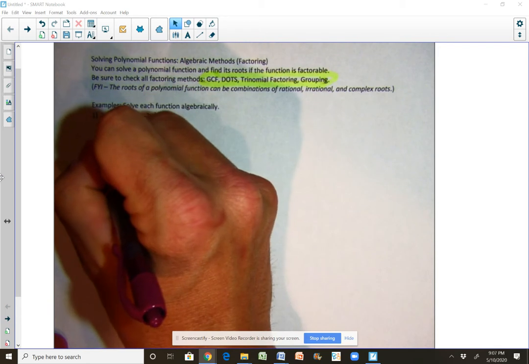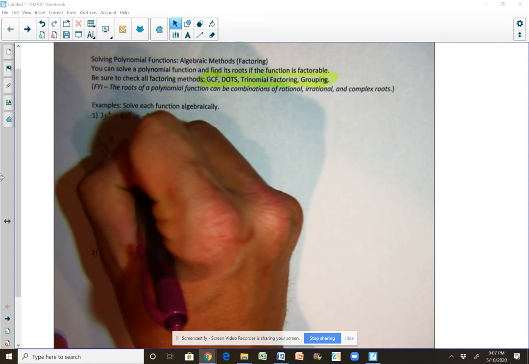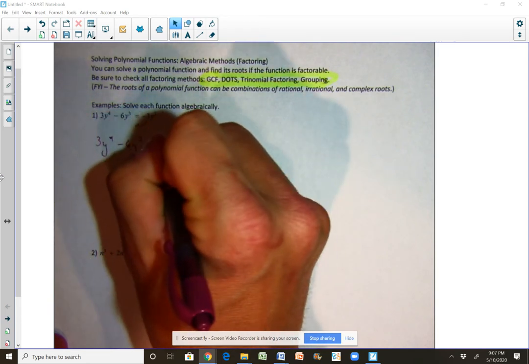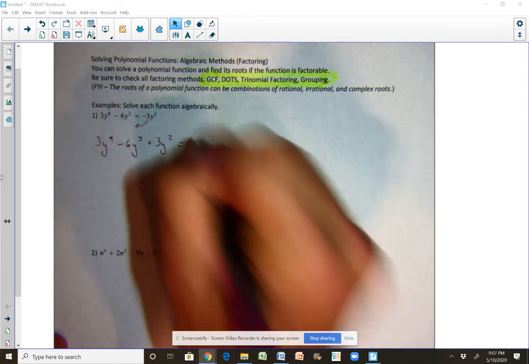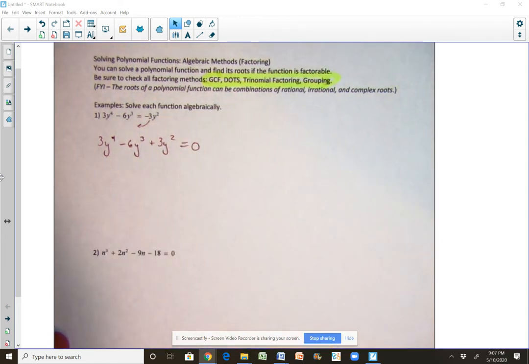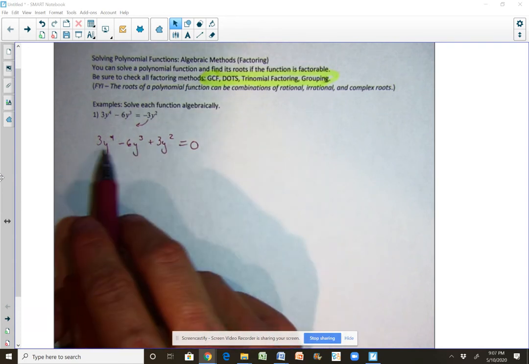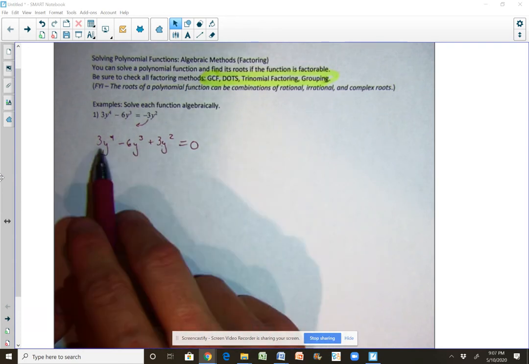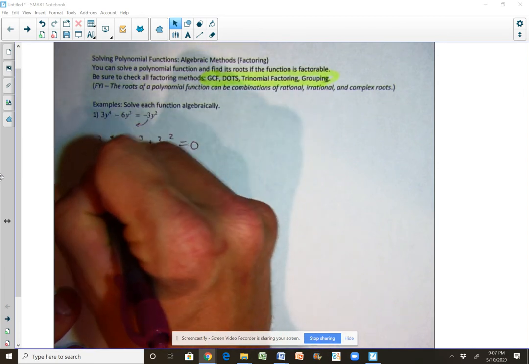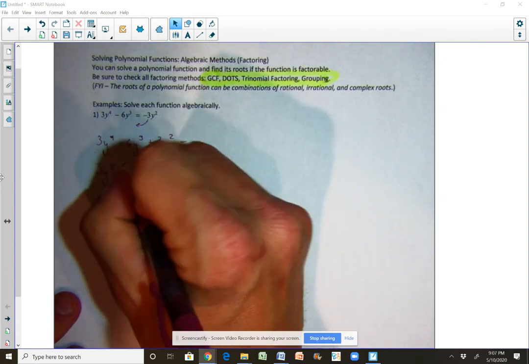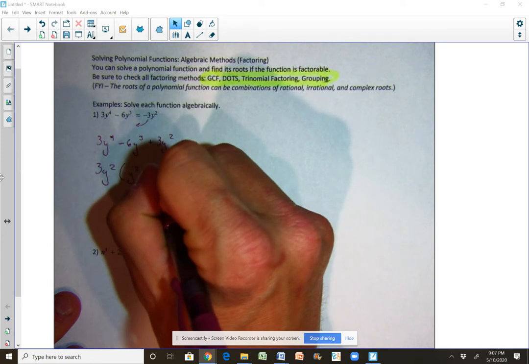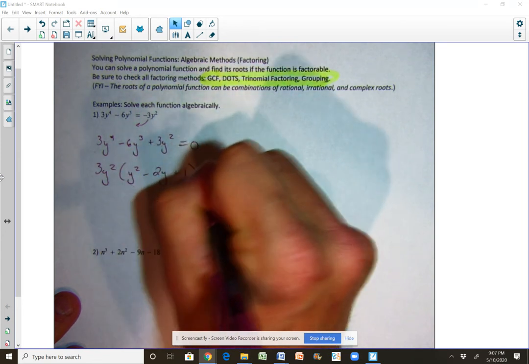So we're going to start off with 3y to the fourth minus 6y cubed plus 3y squared, and that's equal to 0. That's our starting point. Once we have that, we can notice that there's a common GCF, greatest common factor, of 3y squared. That's in every term. If we take that out, we get 3y squared times y squared minus 2y plus 1 is equal to 0.